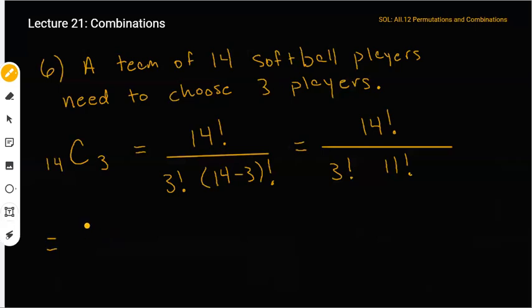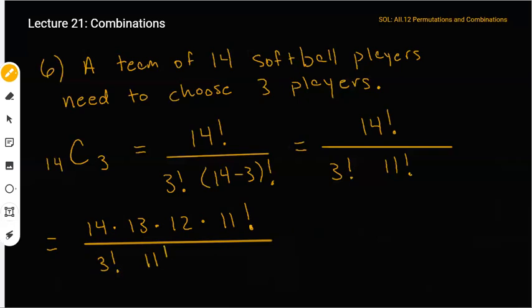So what is 14 factorial? That's going to be 14 times 13 times 12 times 11, and I'm going to stop at 11. So put down the factorial symbol. And in the denominator, I'm going to have 3 factorial times 11 factorial. So now do you see why I stopped at 11? It's because I have 11s on the top and bottom that I can cancel out.